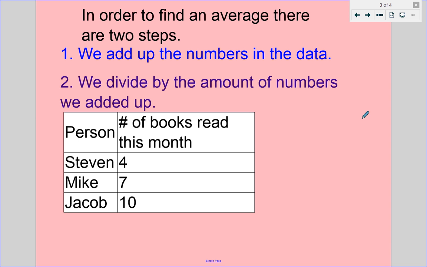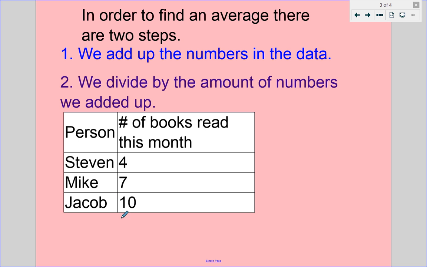All right, so we have 2 steps to find our averages. Instead of drawing out pictures, we can do this by doing some mathematical equations. So we have adding up the numbers in the data first. So I have a 4, a 7, and a 10. I'm going to add those up first. Then we divide by the amount of numbers we added. We have 1, 2, 3 numbers, so that means I'm going to divide by 3.